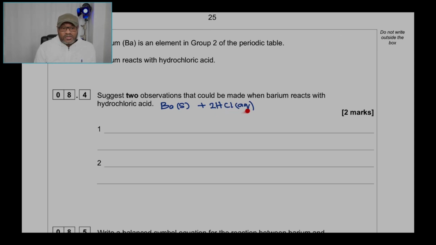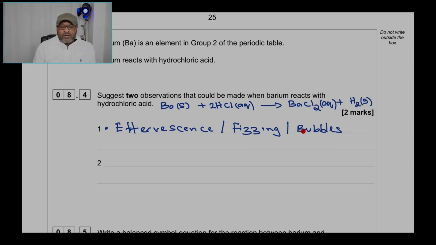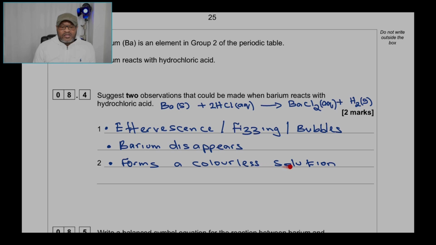That means in water, and that will give us barium chloride, aqueous, plus hydrogen gas, and this is soluble, so it will be colorless. Effervescence or fizzing or bubbles will be observed. That means gas being released. The barium will disappear in solution, and then we form a colorless solution. And the temperature increases, so it's an exothermic reaction.